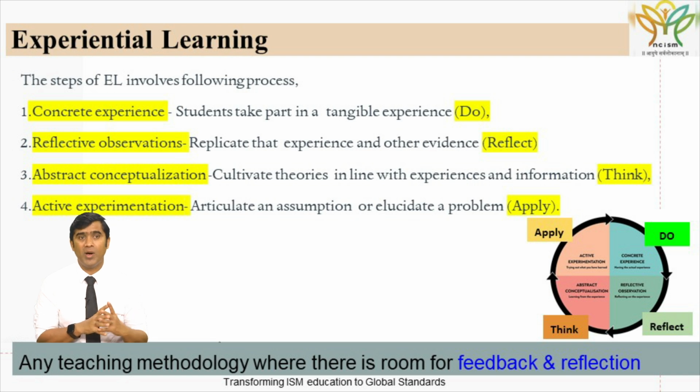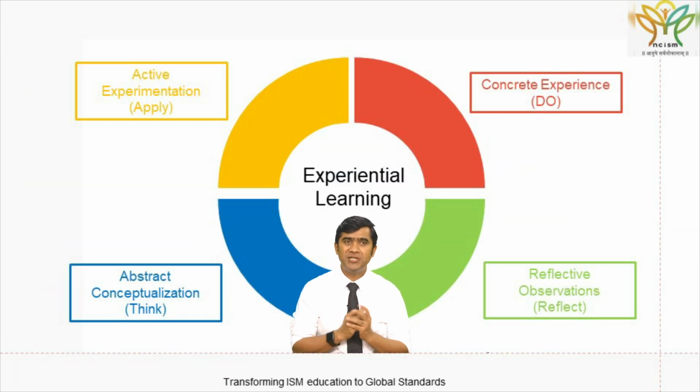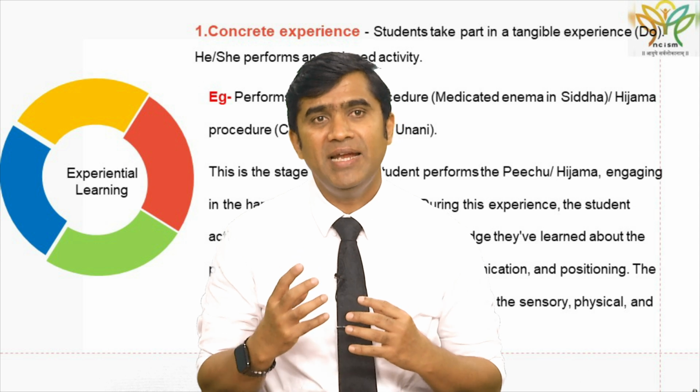And the last step, the fourth one, is active experimentation. Here, the student articulates an assumption or elucidates a problem, which is the actual application of what he has learned. So in experiential learning, any opportunity that gives us an option for feedback and reflection makes it an absolutely good content for experiential learning. If we look into the cycle of experiential learning, it has the concrete experience, the do component, the reflect component, the think component, and the apply component. Let's look into each component in detail.